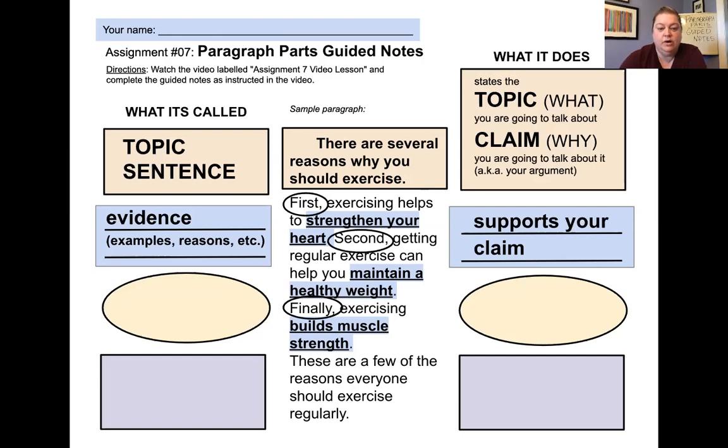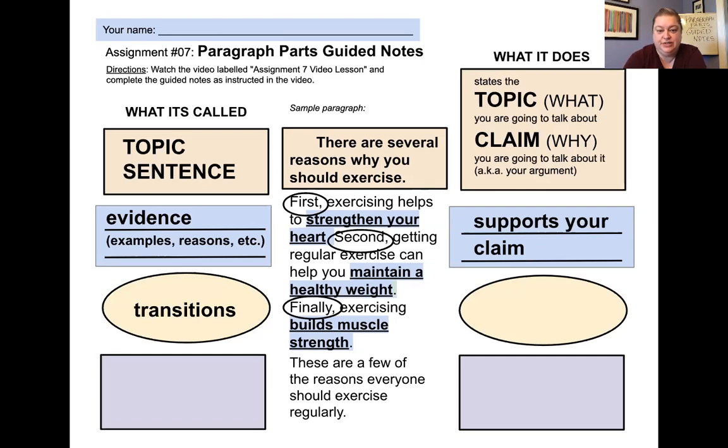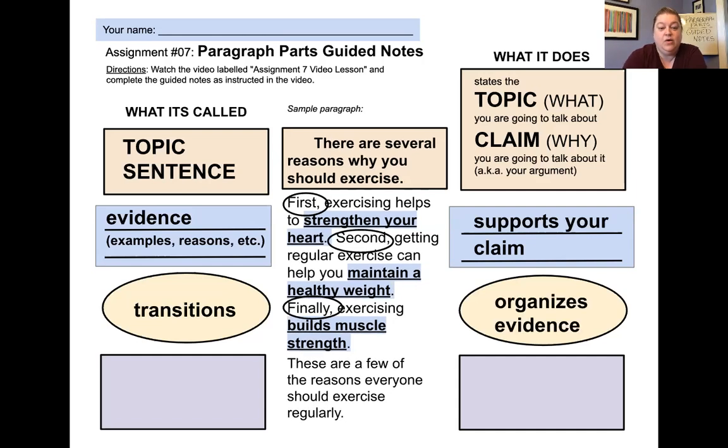Okay, so what are these? They are transition words. And what do they do? They organize our evidence. In this example, it's very straightforward. It's a list, right? 1, 2, 3, first, second, finally. Okay. So we've got our topic sentence, which says what we're going to discuss and why we're going to talk about it. We have our evidence that's supporting the reason we're talking, or in other words, backing up our argument. We have our transitions that are organizing the evidence to back up our argument.